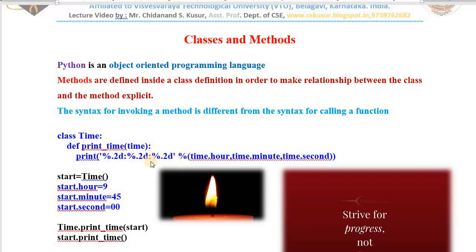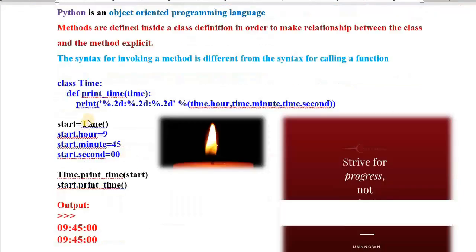I hope you understood. Here I defined one object named start of which type? Time type. To this object I am adding 3 data members, hour, minute and second. Start dot hour equals to 9, start dot minute equals to 45, start dot second equals to 00. I assigned this object with these 3 values. Now what I do you know?